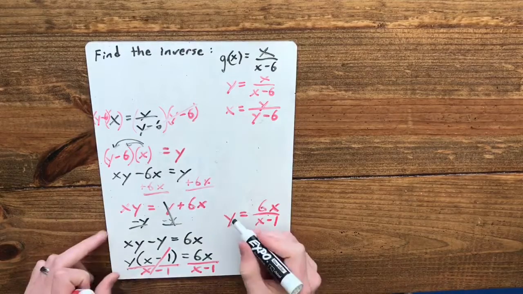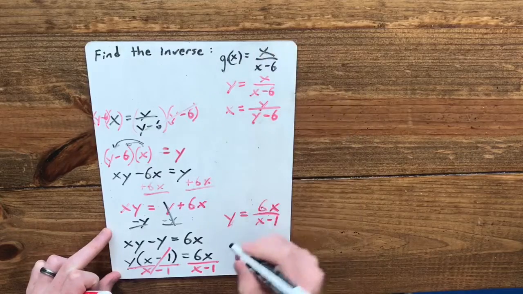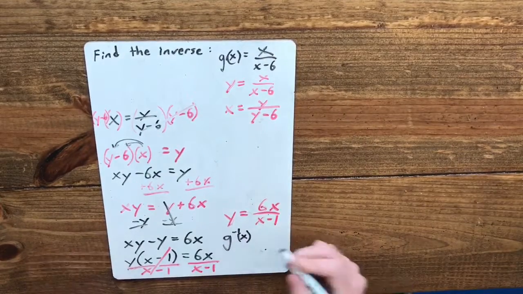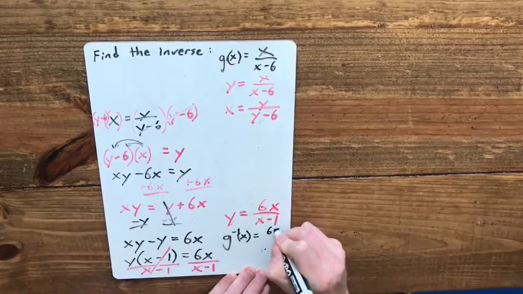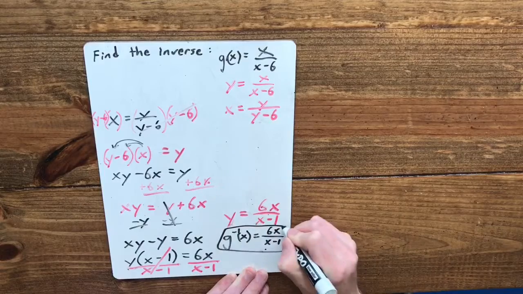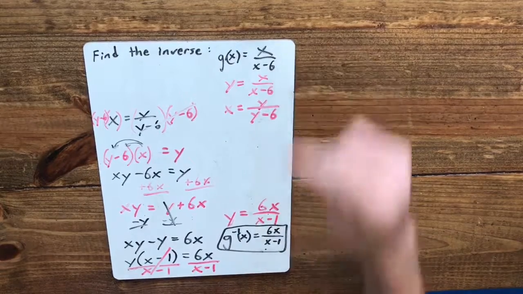One final step. We're not talking about y. This was g of x. So the inverse of the g function is 6x divided by x minus 1. And that is our inverse of our original g of x.